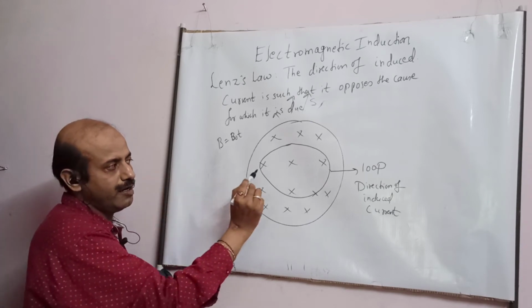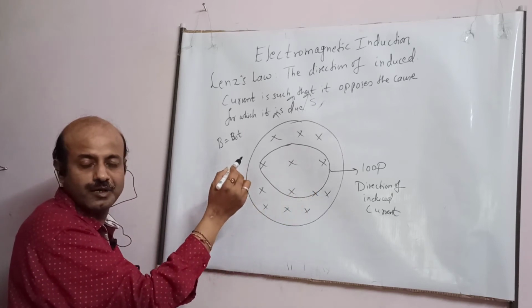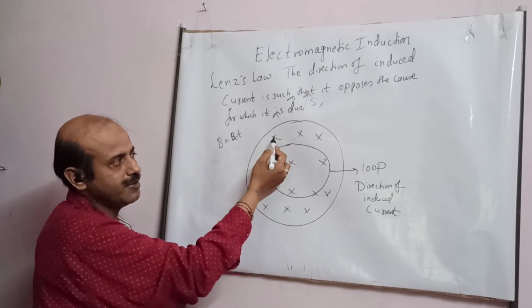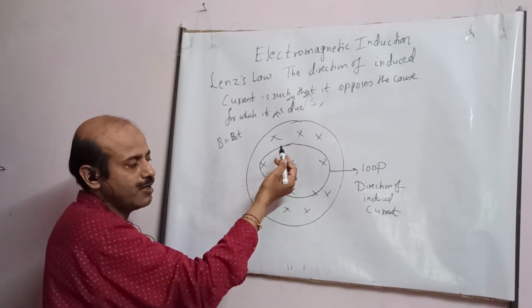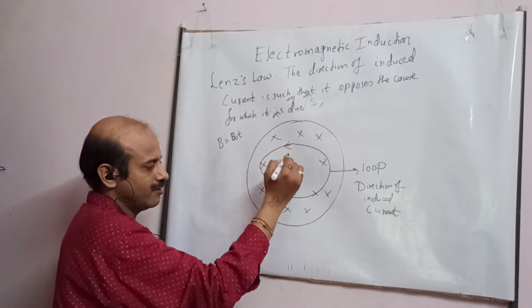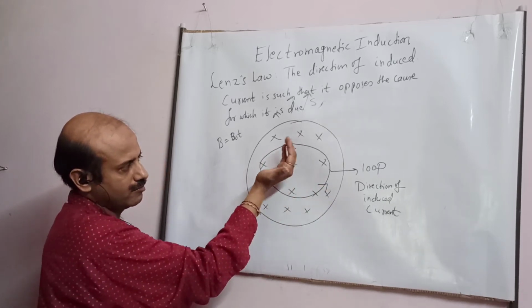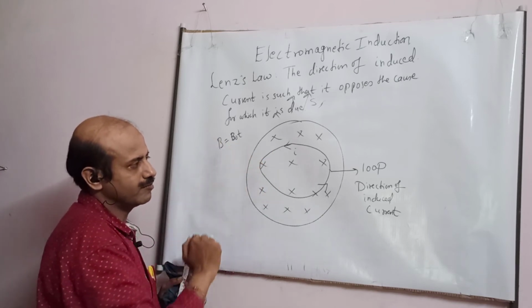So this means the induced current must flow in such a way to oppose the increasing field. It should decrease the field, and to decrease the field it has to produce field opposite to the actual field. This means the direction of field should be outward, hence the direction of current will be this. See the direction, outward field. It is opposing the increasing field.